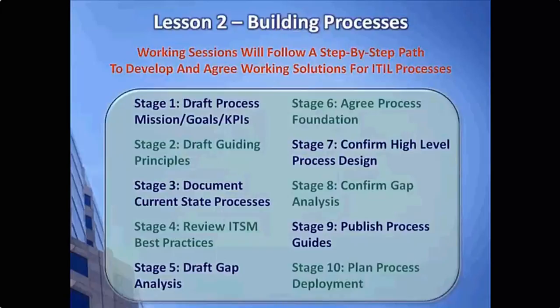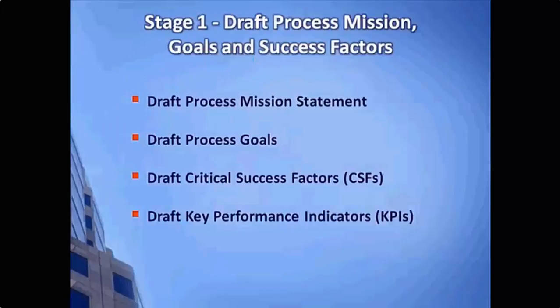Now let's take a look at each stage in more detail. So let's look at stage 1, draft process mission, goals, and success factors. In stage 1, the process mission, its goals and success factors are discussed and drafted. And again, you will be doing these through some kind of a workshop or focus session. The critical success factors identified earlier, remember we did these early on when we did the visioning stage, are re-examined and may be slightly modified or presented as needed.